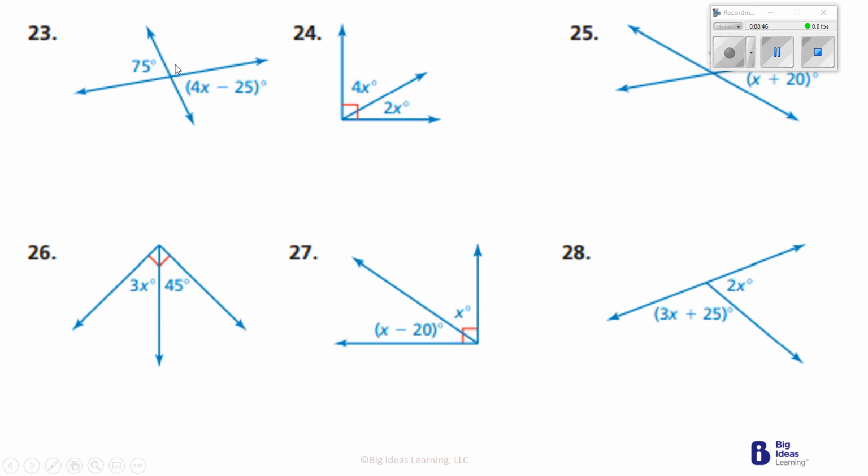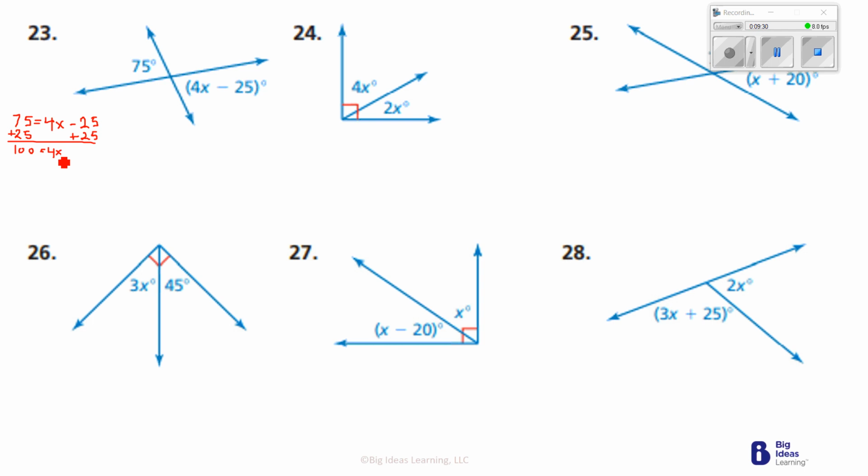23. Well, what will this be? 75 is over here, and 4x minus 25 is here. This is just a setup for an equation. This equation is 75. Remember, these are vertical angles, so they equal each other. It's going to be equal to 4x minus 25. And if I'm going to do this correctly, I'll have to add 25 to this side. Remember, I'm following PEMDAS backwards, so I'm going to deal with the addition and subtraction first, which means I'll add 25 to this side. 75 and 25 are 100. Now I have 100 equals 4x.